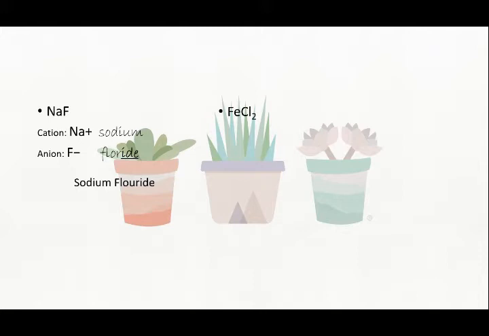For the second example, FeCl2. So first, identify the cation, which is Fe2+, and the anion, which is Cl-. Name the cation by its element name, which is iron, and the anion, chlorine, and end that element name by IDE. So, the anion name is chloride. Therefore, we can name this compound as iron(II) chloride.